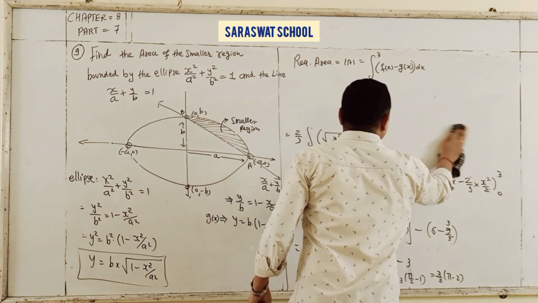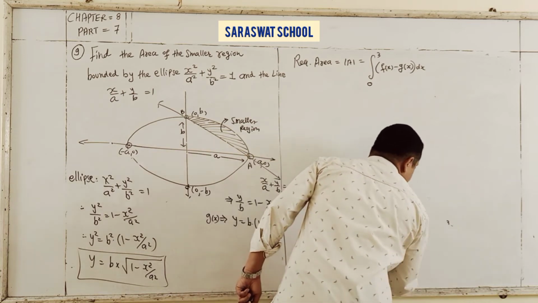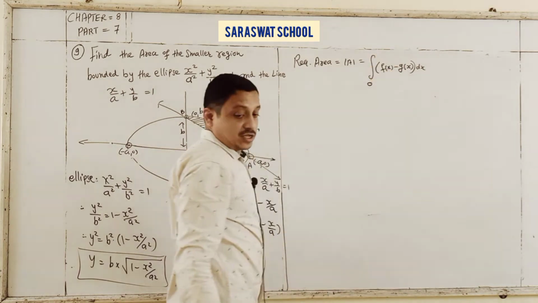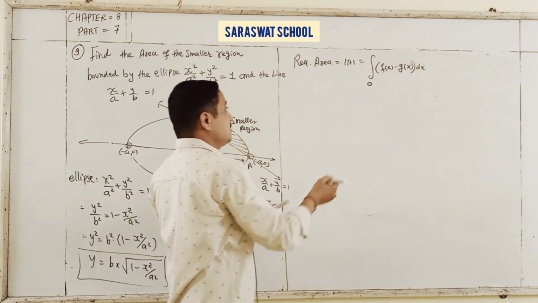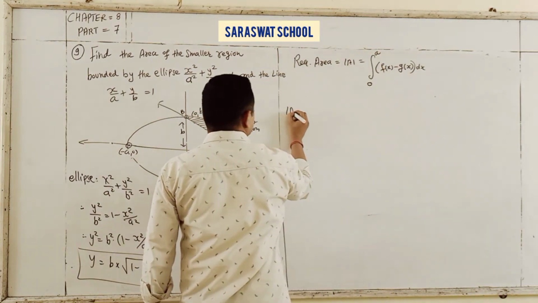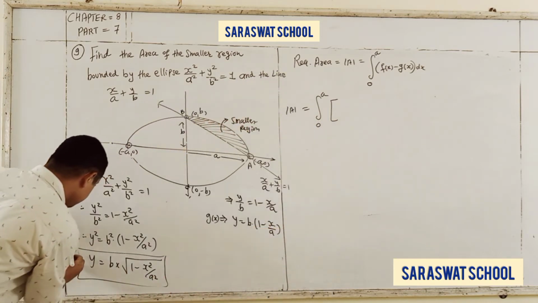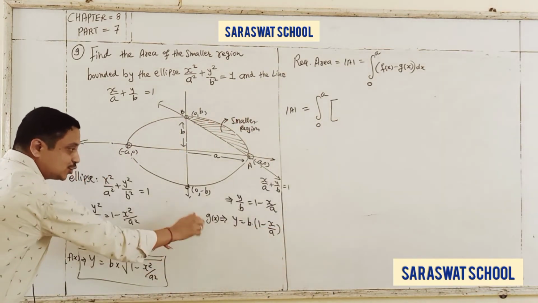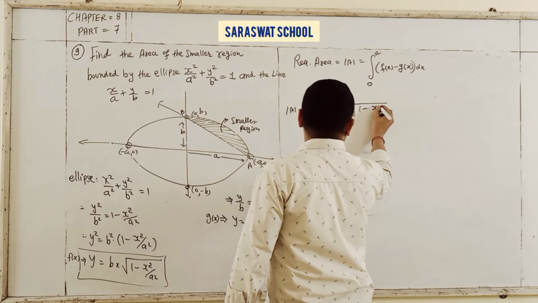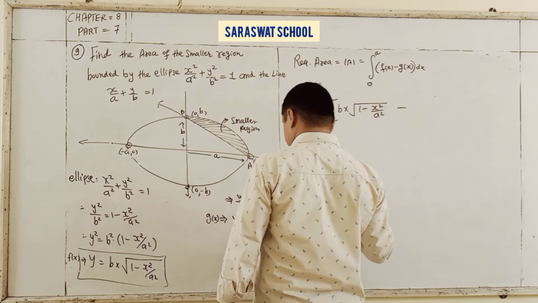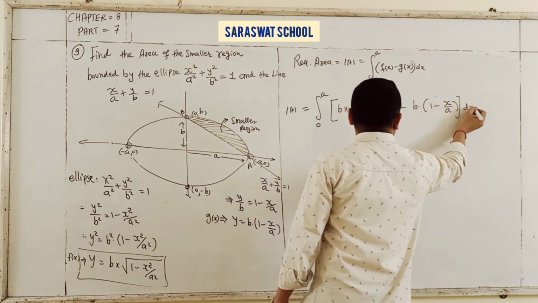f(x) minus g(x) bounded between 0 to a. Yes students, these are changed. Area of region, this only. So it is the first part, 0 to a on x axis, taking f(x) minus g(x). So 0 to a same. My f(x) is ready. This is called f(x), so students, and that is called g(x). Integral of b with the root 1 minus x square by a square minus b with the 1 minus x by a, dx.